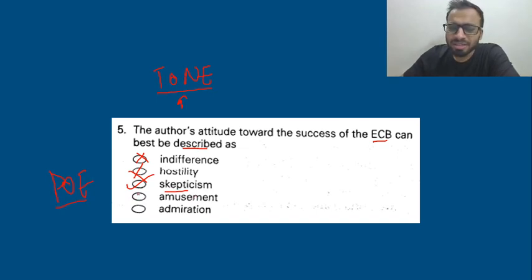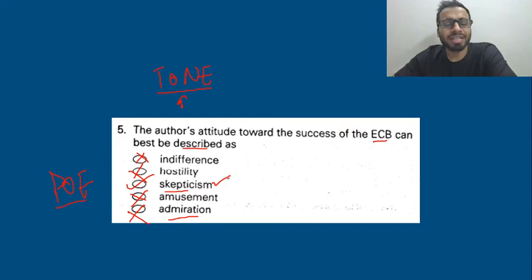Amusement. Is the author amused? The author is not amused at all. Is the author having some admiration for this? The author does not have admiration. The author is giving us pros and cons, right? So, skepticism looks to be the most appropriate answer here.